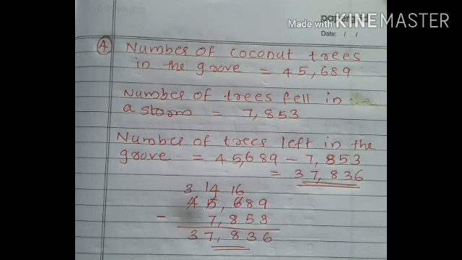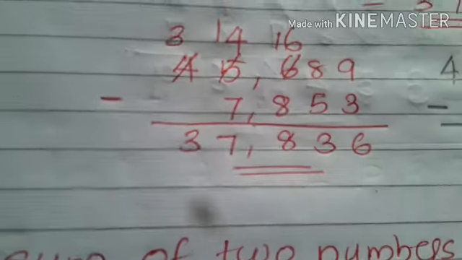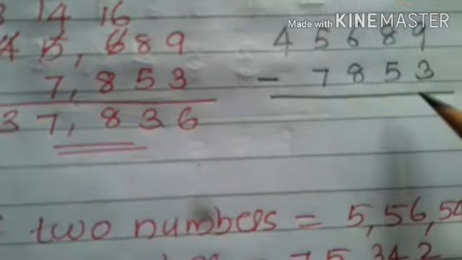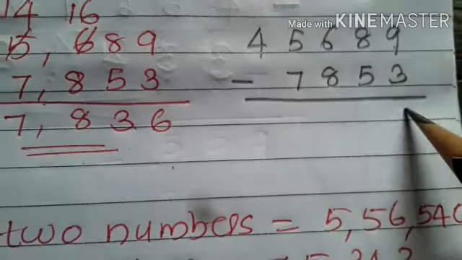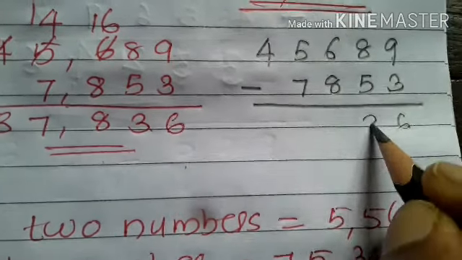45,689 minus 7,853. So we get the solution 37,836. Subtract these two numbers. 9 minus 3 is 6. 8 minus 5 is 3.